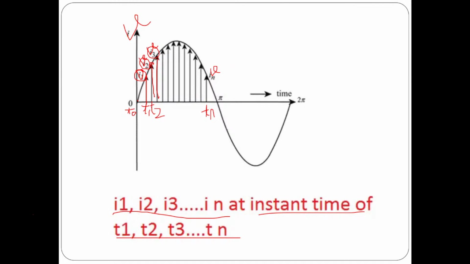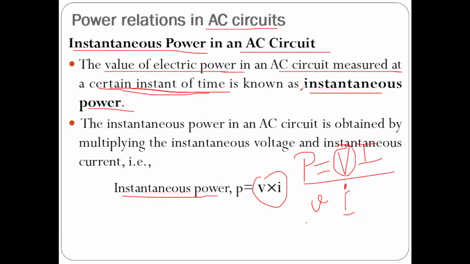Instantaneous power can be obtained from instantaneous values of voltage or current. What is the definition of instantaneous power? It is the value of electric power in an AC circuit measured at a certain instant of time. If you are able to measure the power at a certain instant of time, that is known as instantaneous power, which is given by small p is equal to v into i.